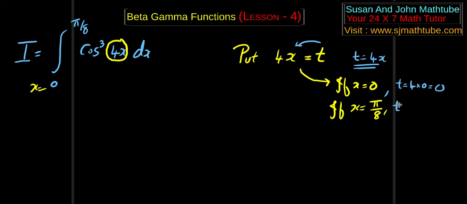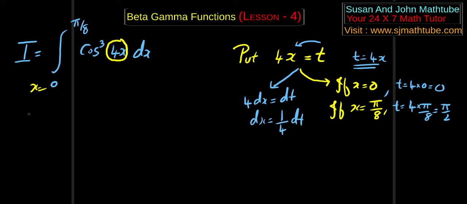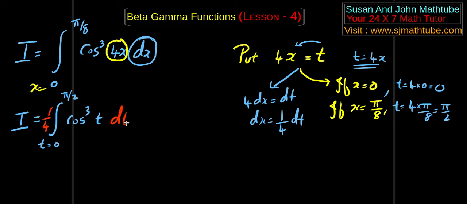Yeah, that is exactly what made me do this substitution. What's the answer? Pi by 2. That's it. Now, don't forget, you have to take the differential. 4 dx is equal to dt. And dx will be 1 by 4 dt. So that gives me integral t is equal to 0 to pi by 2 cos cube t, and this dx is, where is my dx? 1 by 4. I'm going to keep that 1 by 4 outside and dt.